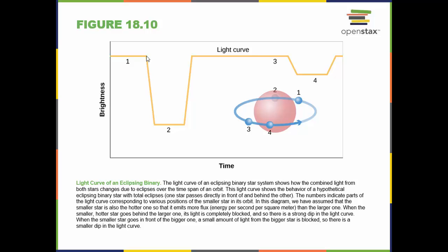And eventually the lower mass, lower luminosity star is in front of the higher brightness star, and it'll block out some of that light from the brighter star. So our brightness will be dimmer, but not as dim as when the lower mass star goes behind the larger mass star.